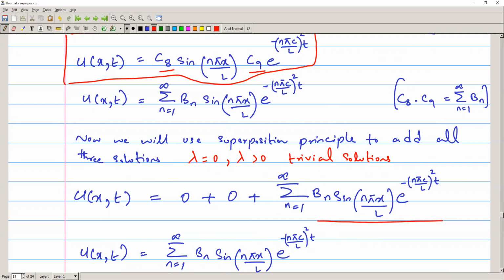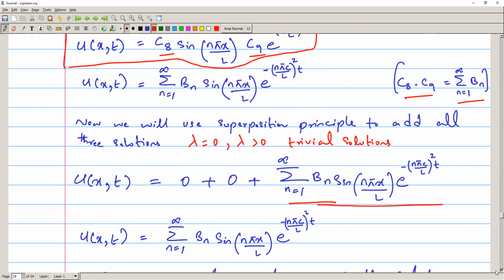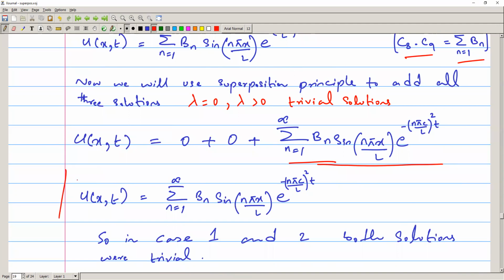So what we did, we just replaced this c8, c9 product with this sum. Here you can see that, and the rest is the same. So we will be left with only this solution, and this is the general solution of the heat equation, right?